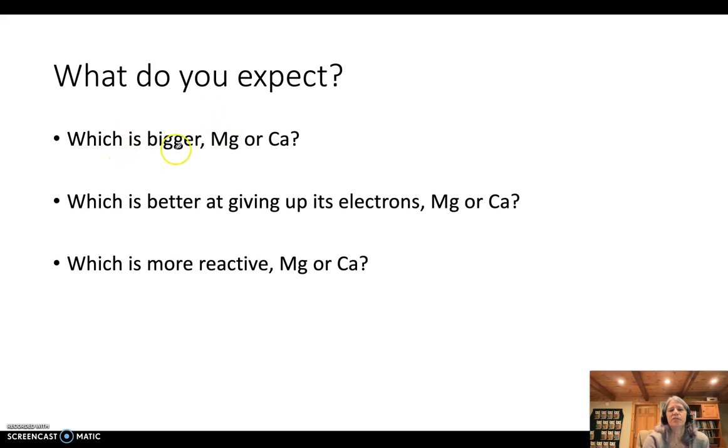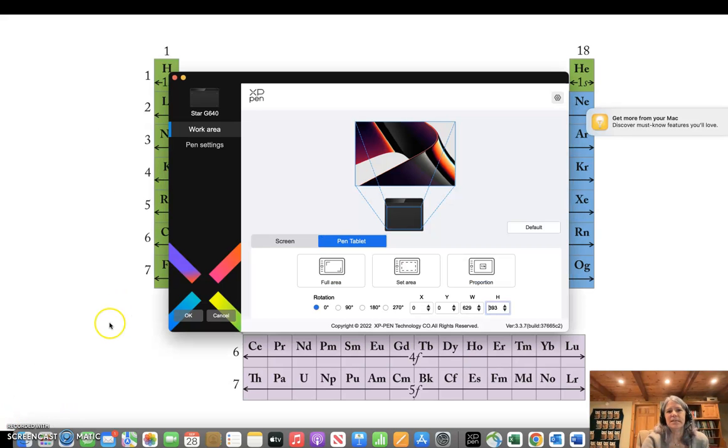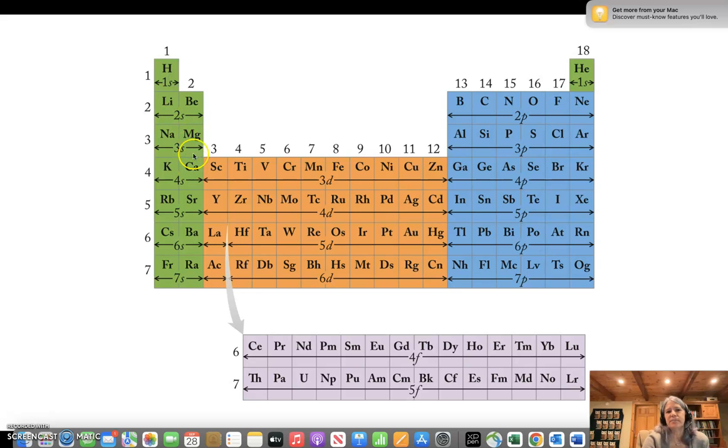So now if we look within these columns in the periodic table, what do we expect to happen? Well, which is bigger, magnesium or calcium? If we look at the periodic table, we'll see that calcium is below magnesium, right? And as we're adding shells and we go down, the atoms get bigger, because we're adding full shells as we go down. So calcium is bigger and magnesium is smaller. And so which one's going to be better at giving up its 2 electrons?